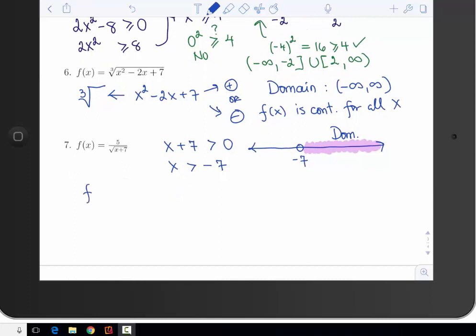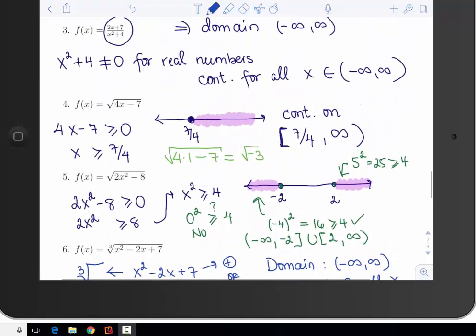So the function is continuous on the interval from -7, not including, to positive infinity. Again, if you wish, you can always just check. Okay, plug in some numbers. You can plug in 0, that will be okay. 5 over square root of 7, no issue there. That's a number, that's well defined. I plug in -20. -20 plus 7, -13. I cannot take square root of that.